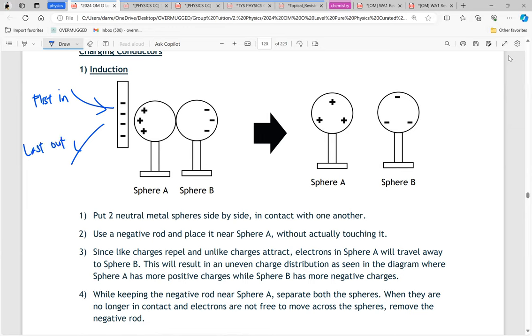Because you will be given questions where you're tasked to sequence it in the correct order, or you might be tasked to write down the steps to charge an object. Just remember, no matter what happens, you always bring in the rod first and you remove the rod last. Let's run through the logic of what has happened here. When you bring in the negative rod to two neutral metal spheres, what is the explanation for the scenario like that?